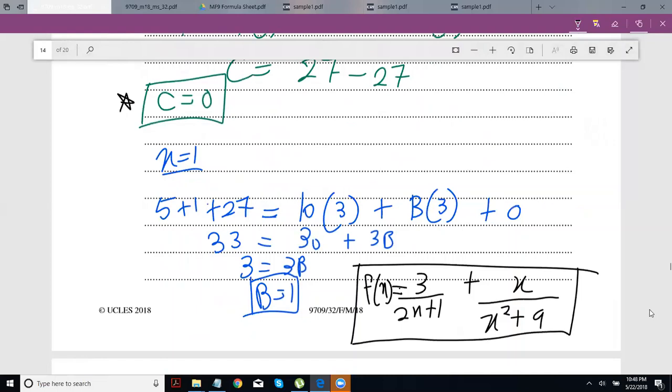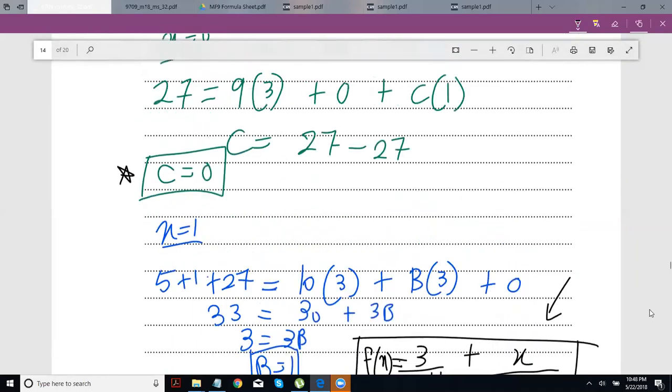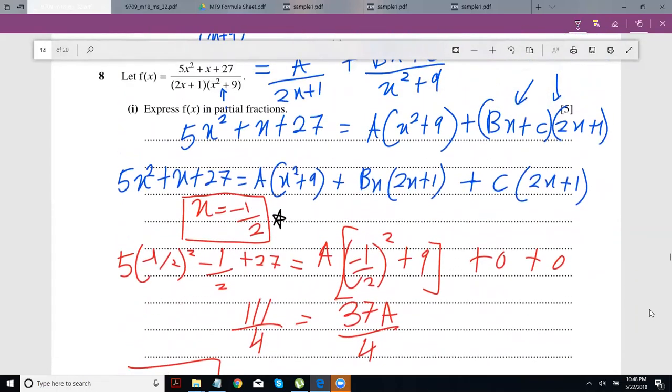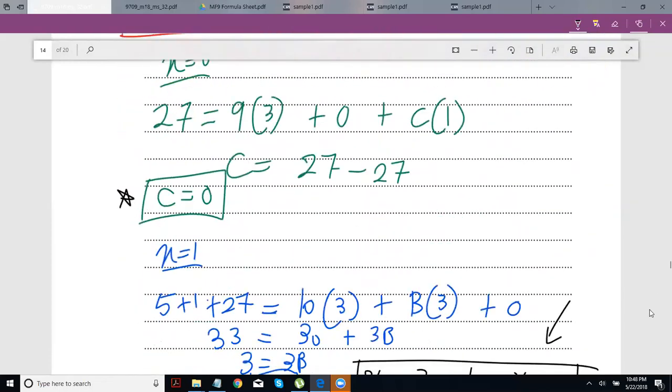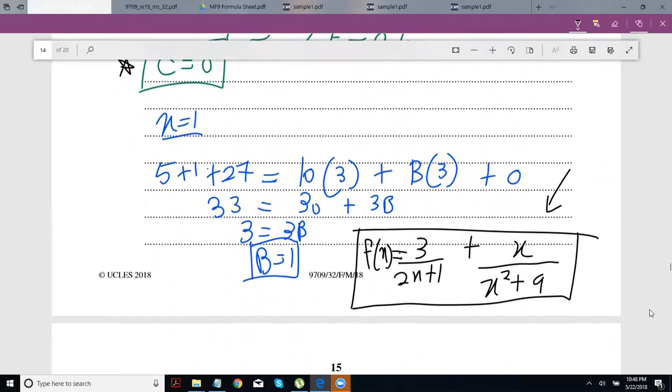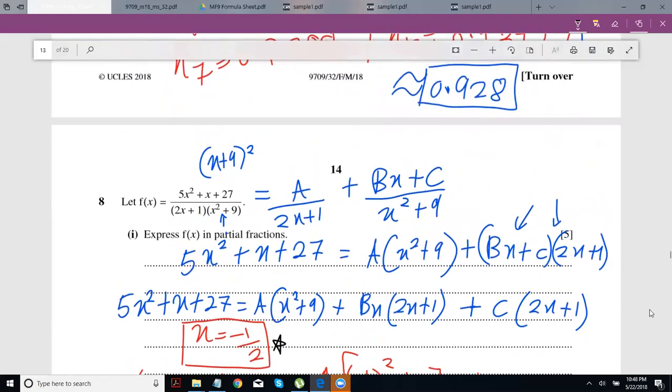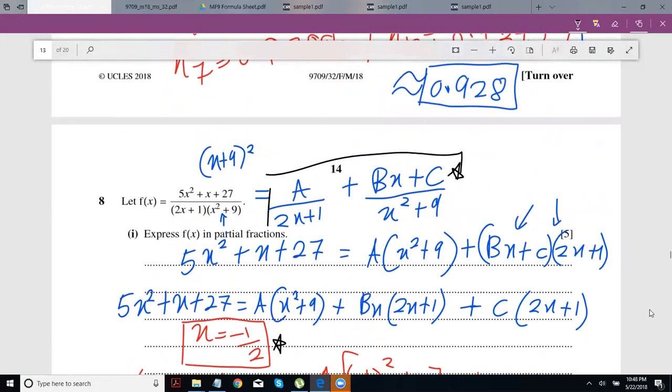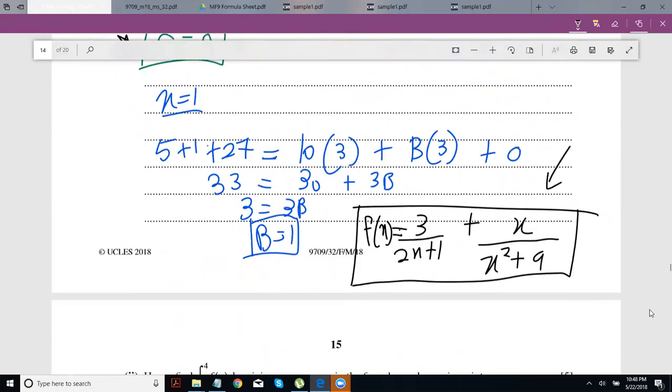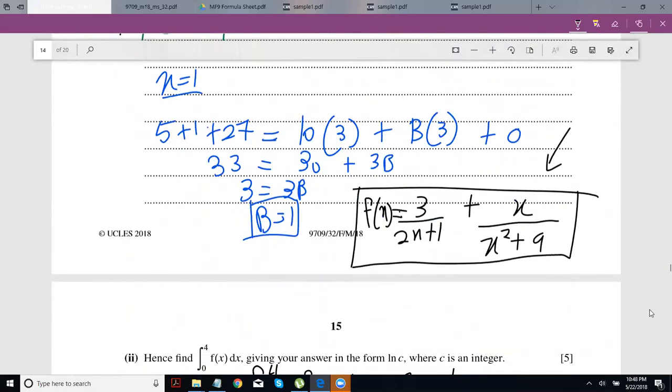One thing to take note of, and something a lot of people do, a common mistake, is to just figure out A, B, and C and stop there. That was not what the question was. The question was to express f(x) in partial fractions, and hence you have to pop it back into the original expression that you came up with over here. You have to come back to this and put in your values of A, B, and C. That's required, and a lot of people just forget to do that.